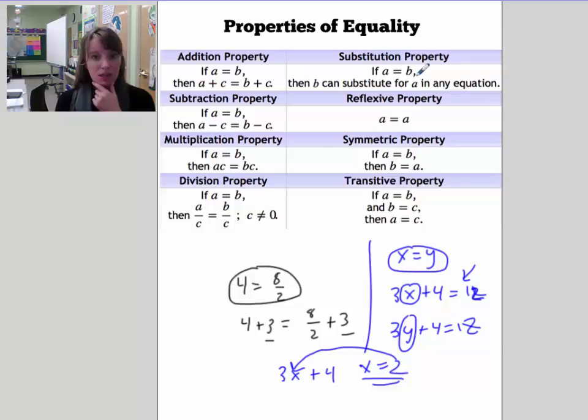We can substitute. Reflexive, symmetric, and transitive properties are also important.